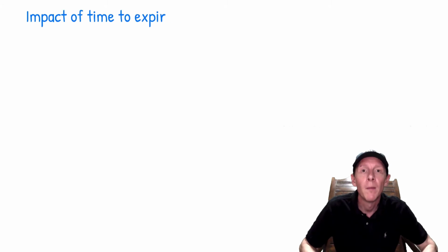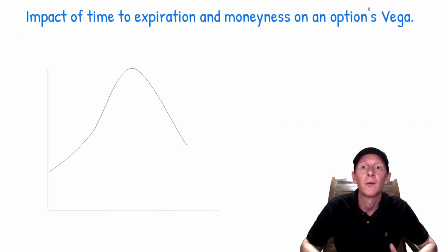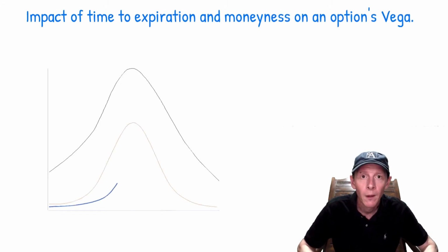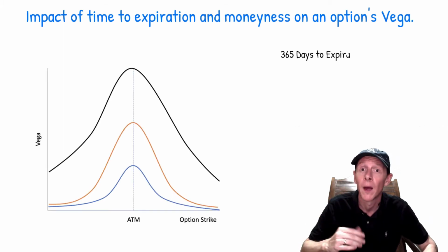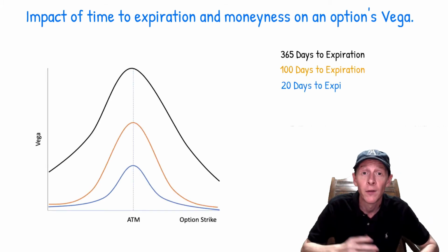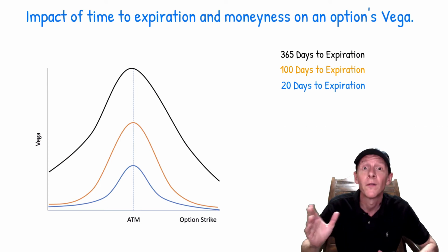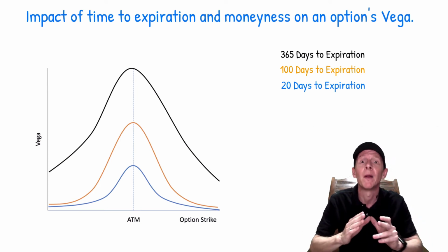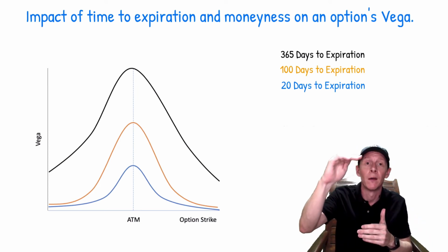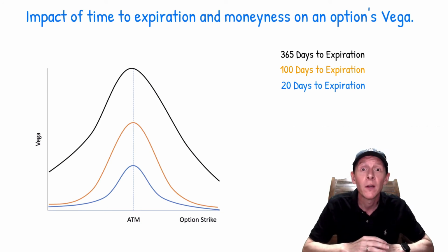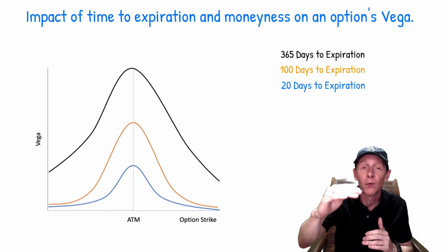This chart shows the impact of time to expiration and moneyness on an option's Vega. Higher values of Vega are associated with higher extrinsic value. As you can see from the chart, regardless of the time to expiration, the at-the-money option has the highest levels of Vega. Note that Vega does increase though as the time to expiration also increases.